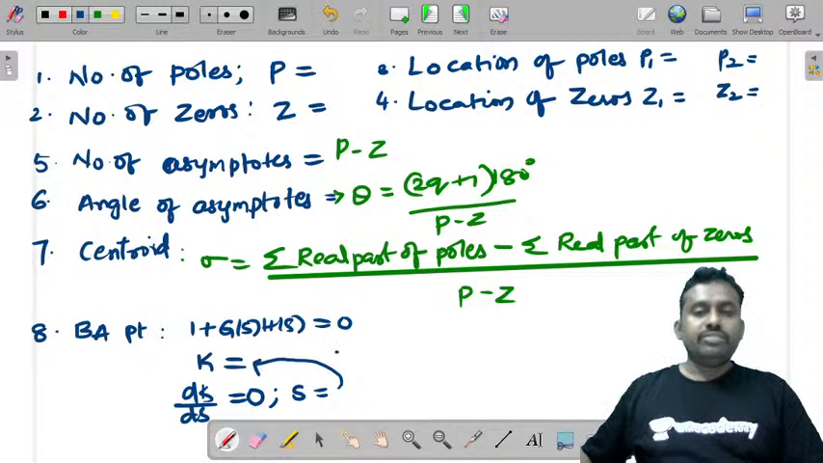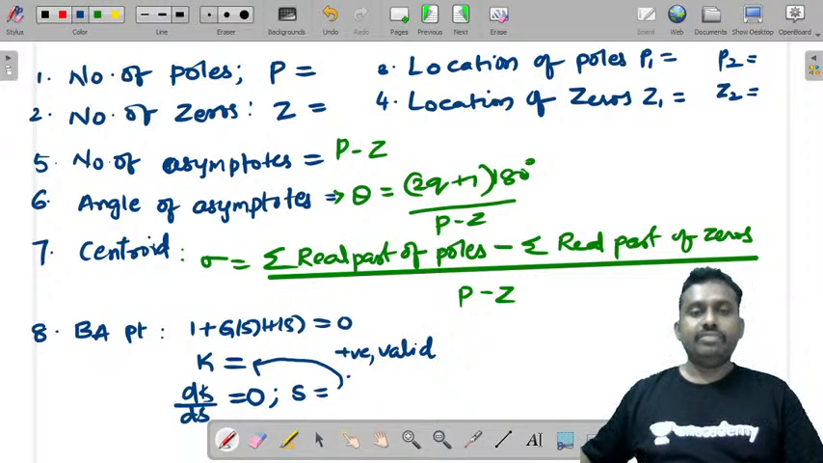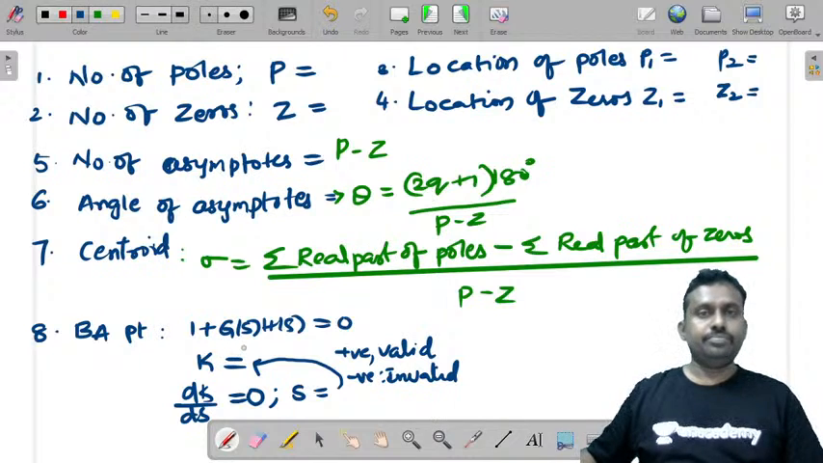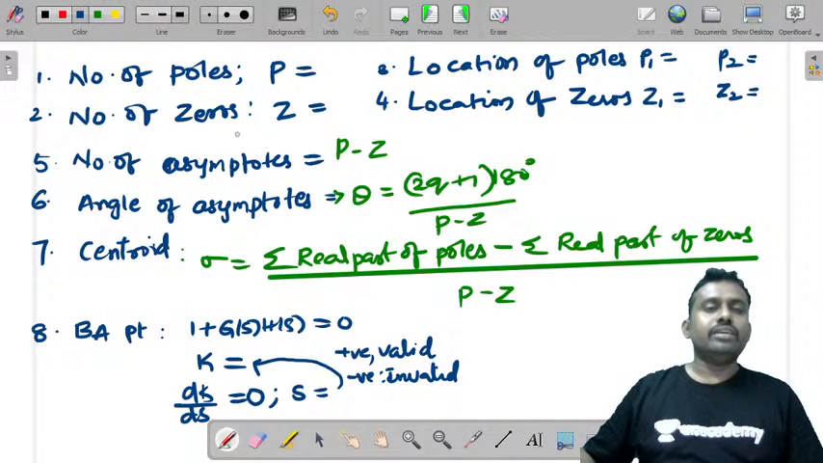If it is a positive value, you can say that is a valid breakaway point, and if it is a negative value, it is an invalid breakaway point, or by inspection also you can do that. So these are some of the formulae for root locus while solving a problem that you need to remember. So let us consider one problem.